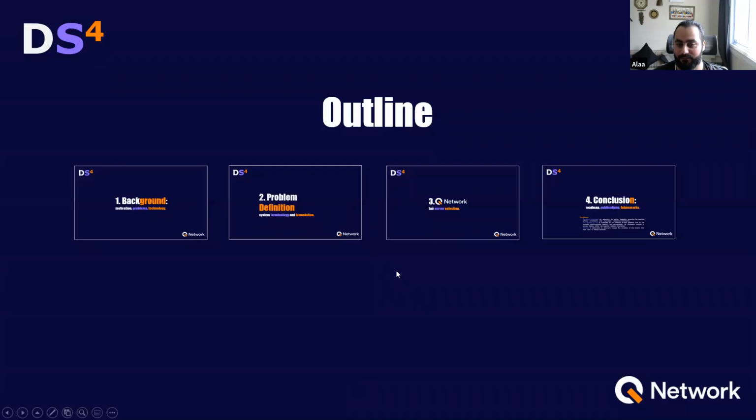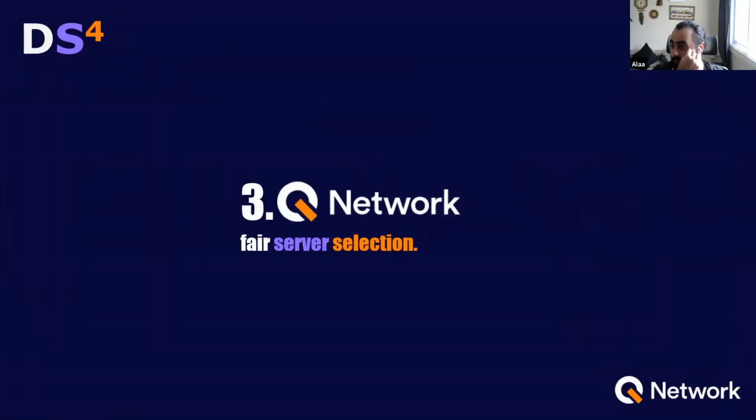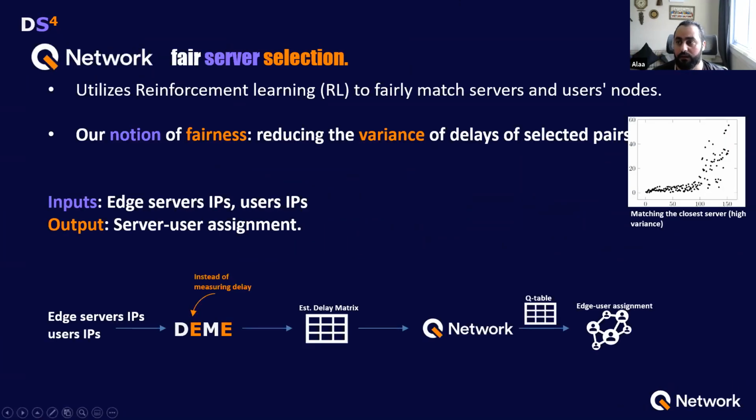No? Okay. Then I'll be talking about Q-network, which is the actual piece of this work that deals with fair server selection in edge cloud networks. Q-network utilizes reinforcement learning to fairly match servers and users. And I'm going to define what I mean by fair matching. The notion of fairness is to reduce the variance of the delays of the selected pairs.